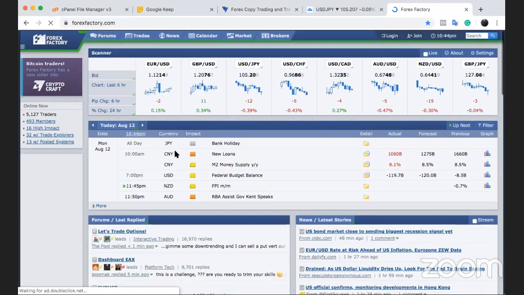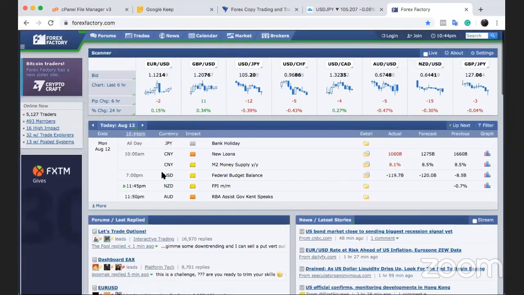So today there was not much news. We just had news on US. So when you see JPY like this, it means their banks are on holiday. All right, USD federal budget balance. So they're going to release news on federal budget balance, and once they release it, it can affect the US dollar. So at this point, I stay away from anything US dollar. Like this New Zealand now, at this point, I stay away from anything New Zealand dollar. This one, at this point, I stay away from anything Australian dollar.